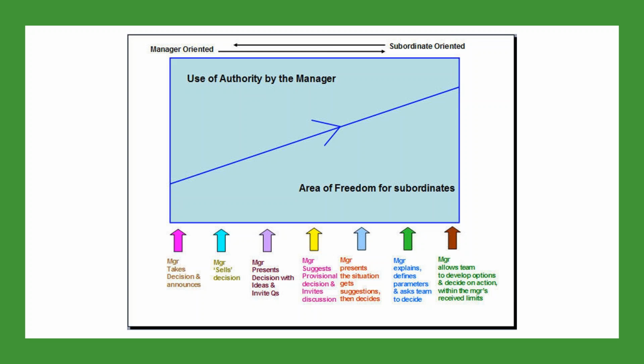And the final one there, as you can see, is the manager allows the team to develop some options and decide on actions within the manager's required limits. So the manager might give people, say, by the end of the week to make a decision, and a good example of that would be rostering. So we're in a busy period. We need to work out when people are available and when they're not. And so the leader leaves it to the team to try and sort through and work through that rather than take that responsibility on themselves.